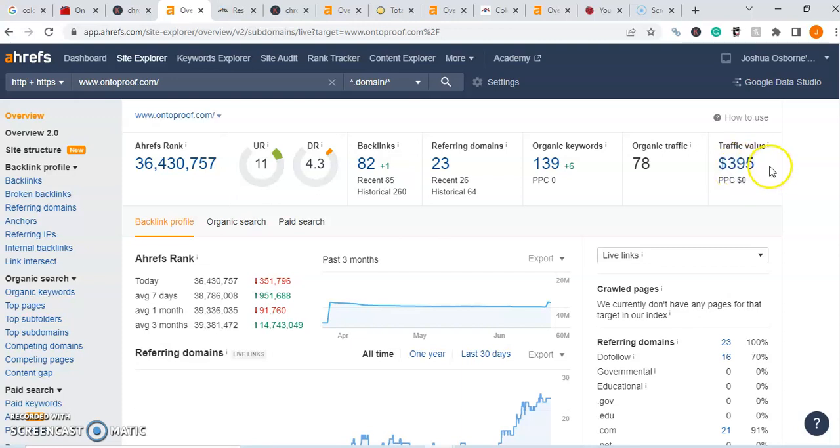Now, I will say though that just because this number is 400 doesn't mean that you're only generating $400. If one person buys a roof alone, you're making a lot more than $400. However, this is the estimated value of the traffic that comes to your website. So let's go over to some of your competitors and see what they're doing as far as these external SEO metrics go.